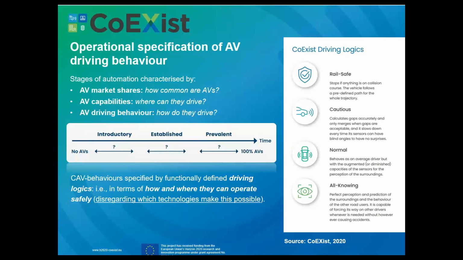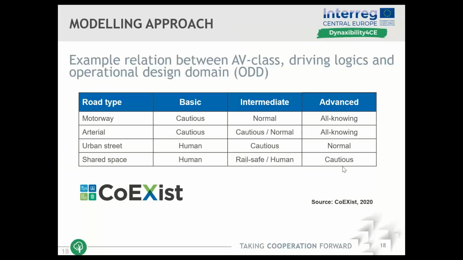restrictions it would have. A few of the other variables to consider were the market share of automated vehicles at the moment where the scenario is being tested, its capabilities, and the driving behavior, of course. So in Coexist, this was managed by creating a framework where these variables were varied in different scenarios, so that we can evaluate what their effects on the traffic were.